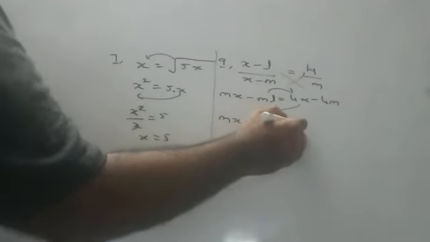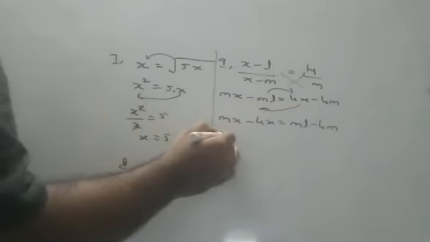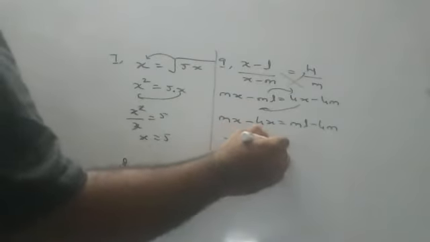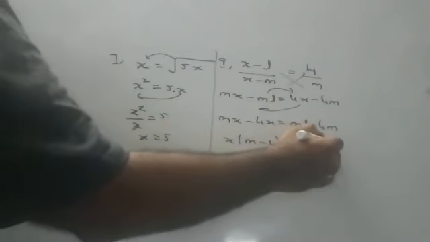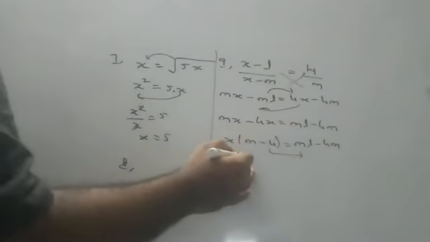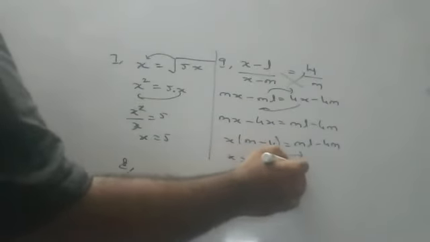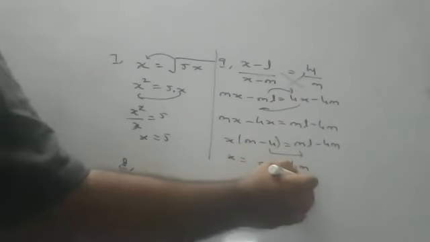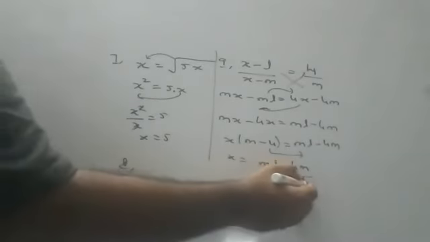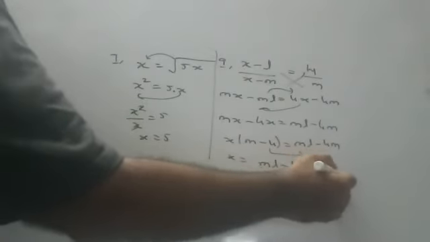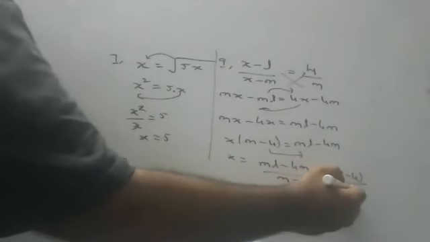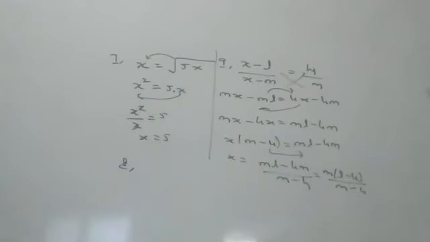Okay, so ml - 4m. Make x as a subject. mx - 4x is equal to ml - 4m, so x(m - 4) is equal to ml - 4m. Bring m - 4 down, children, and x is equal to (ml - 4m) by (m - 4). You may ask, sir, can you take m as common? Yes, you can take. It's up to you. But you can't cancel it down because minus is there. If you want, you can take common and do like this, children.